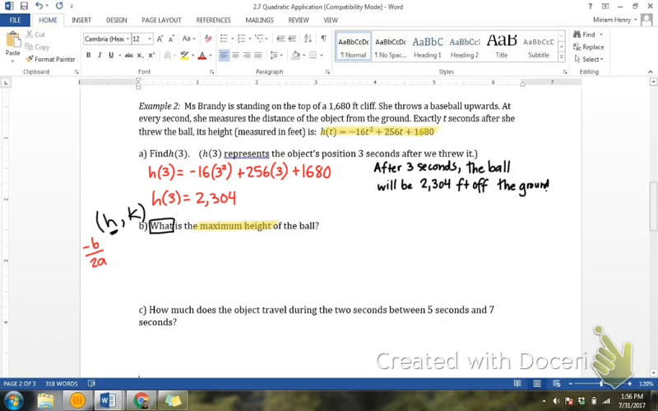Okay, so for maximum height, you find the h first. Is it asking you what is the height or how long is the height? What is the height, right? Which is the k value. But we can't find k until we find h first, because we have to plug our h back in. So we're going to do opposite of b over 2a first.